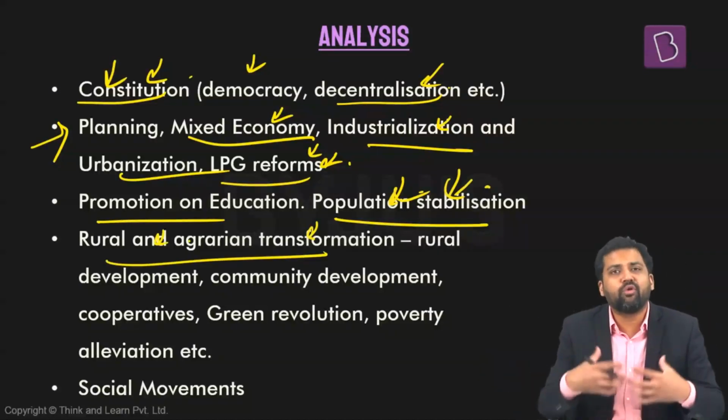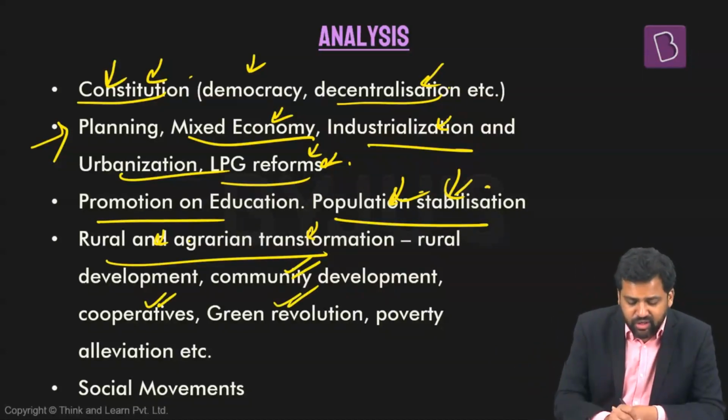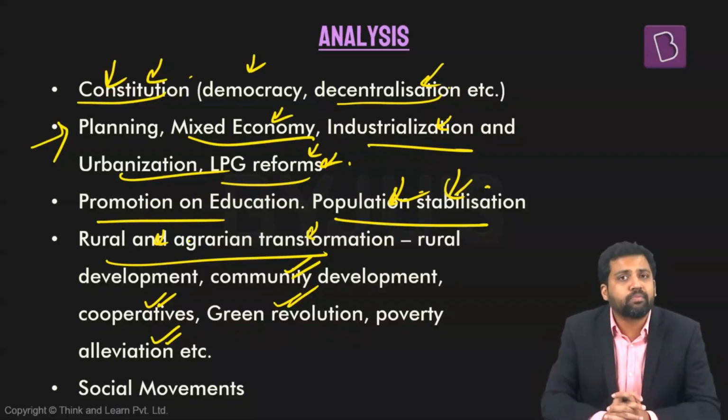There have been different schemes and policies to bring about change in the rural areas. There have been different schemes and policies which bring about change in the agrarian economy. Right? Different programs: community development, cooperatives, green revolution, different poverty alleviation schemes we have come up with. So the state has played all these roles, but not just the state. The society has also played a significant role in bringing changes.